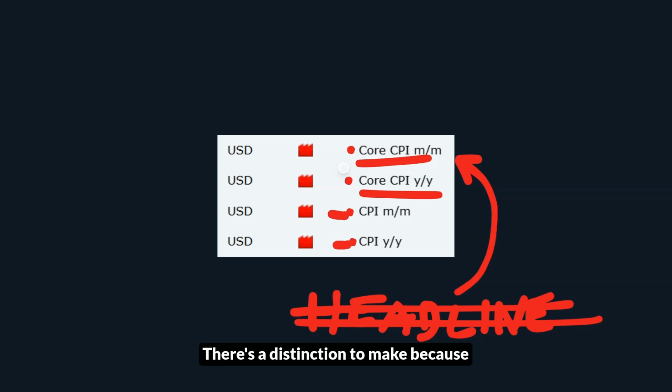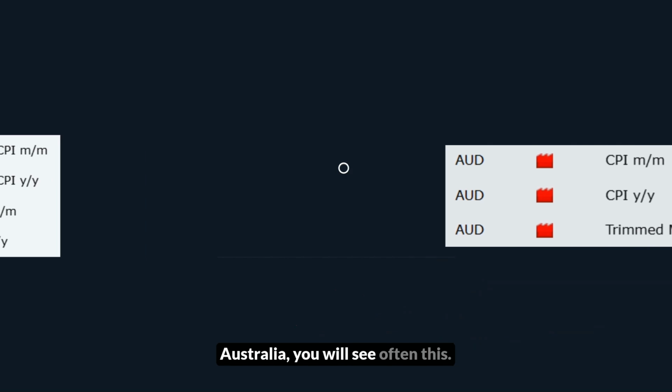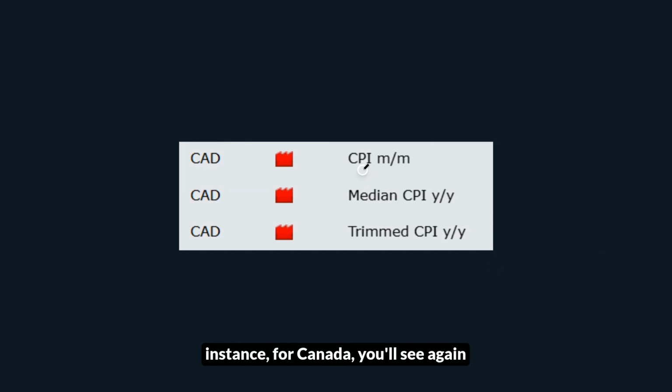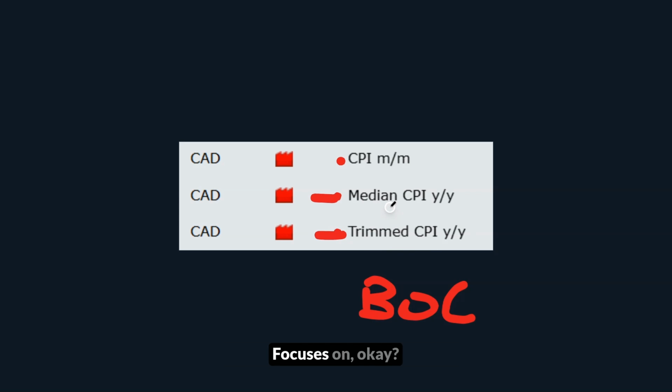There's a distinction to make because for other countries, for instance for Australia, you will often see this. In this case, the main CPI, again, is just written CPI. This is headline CPI. And then core CPI for Australia is trimmed mean CPI. Trimmed mean is the equivalent of core CPI in the US. And in fact, the trimmed mean is what the Reserve Bank of Australia mostly focuses on. Similarly, for instance for Canada, you'll see again CPI is just headline CPI. And then you'll see median CPI and trimmed CPI. These are the two core inflation measures that the Bank of Canada focuses on. Median CPI and trimmed CPI for the Canadian dollar.